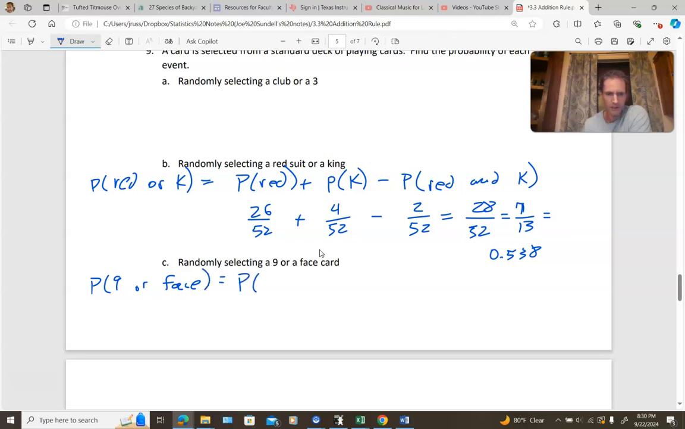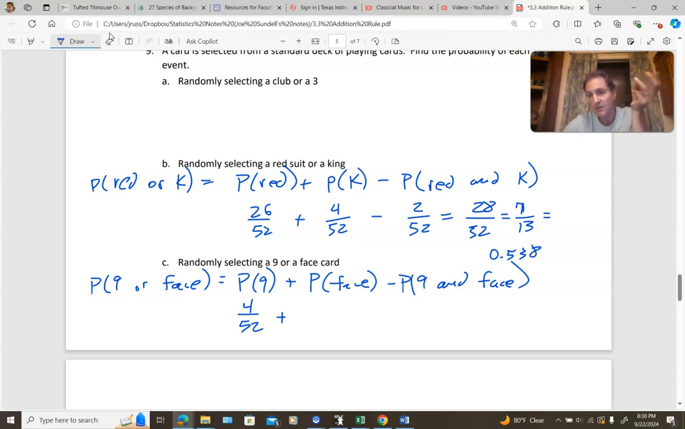So this will be the probability of selecting a 9 plus the probability of selecting a face card minus the probability of selecting a card that's a 9 and has a face on it, okay? Well, the probability of selecting a 9 is 4 out of 52, plus the probability of selecting a face card. Well, there's 3 face cards. There's a jack, there's a queen, and there's a king, and there's 4 of each of those. So that's a total of 12.